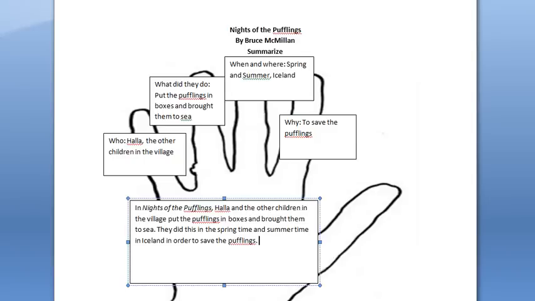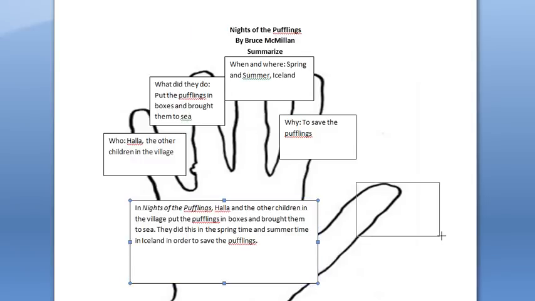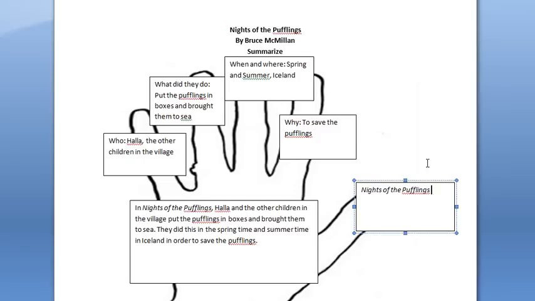Alright, that would be what we're looking for in our summaries. Just a short 2 or 3 sentences in our own words telling the most important parts of the story. I'll also include on our thumb the title so we know exactly what story we summarized. Knights of the Pufflings. Again, we're only taking out the most important pieces of information, giving 2 or 3 sentences in our own words about the story.